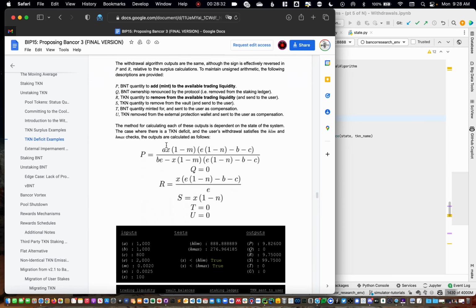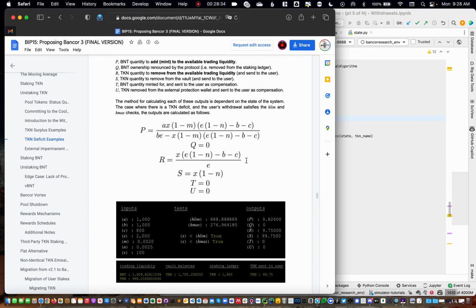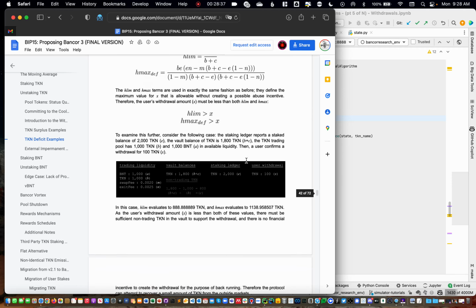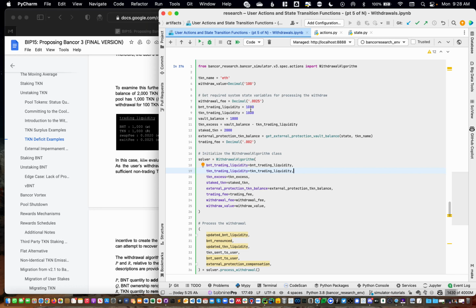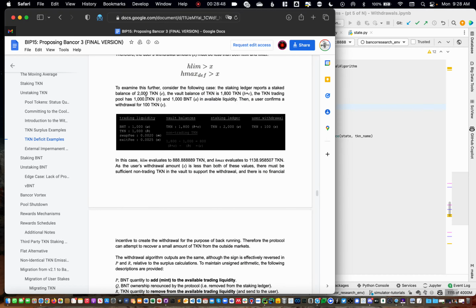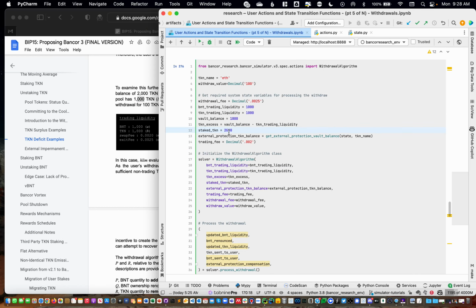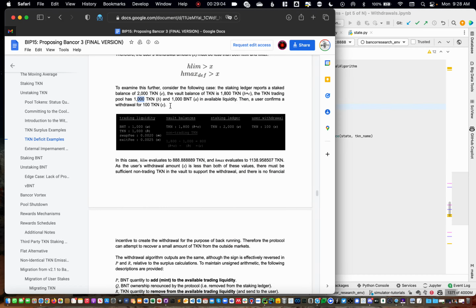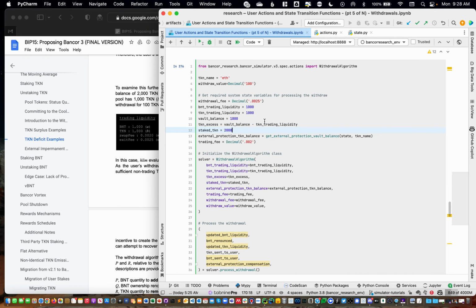I'm just going to try to look for one of these scenarios here. So putting those values in here, like for instance, we can define what our withdrawal fee is, our BNT trading liquidity of, for instance, 1,000, and TKN trading liquidity of 1,000, along with a stake balance of 2,000, right? So stake balance is 2,000, BNT and TKN trading liquidity is 1,000 each. Our vault balance is 1,800. And so we can put our vault balance here as 1,800.